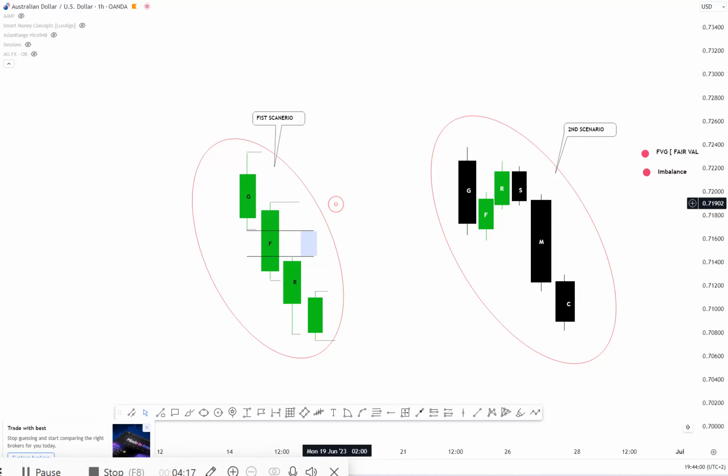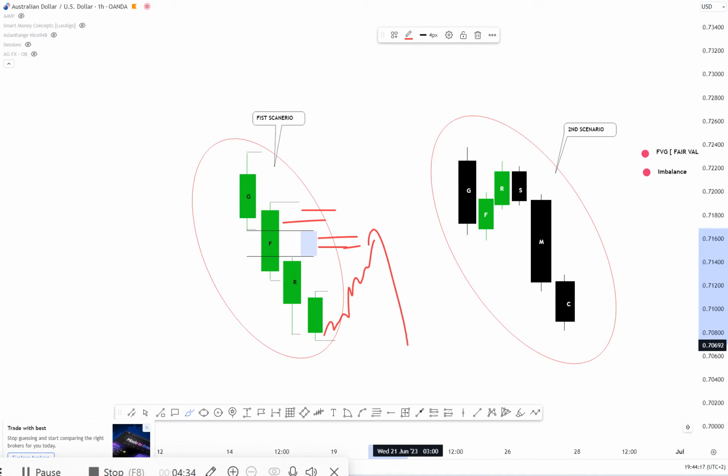So what does the market need to do? The market needs to take a small retracement. When it comes into that area, the imbalance will be filled from this point. Then the market will take some order blocks or can directly follow from this area.